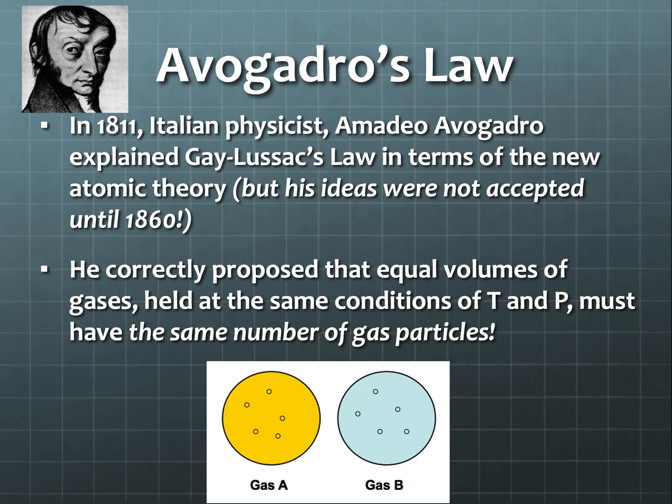Now, the Italian physicist Amedeo Avogadro was able to then explain Gay-Lussac's law in terms of a new atomic theory. Now, his ideas were not accepted for quite some time. It was actually after he had passed away that his theories became accepted. What he was able to figure out was that equal volumes of gases held at the same conditions of temperature and pressure have the same number of gas particles.